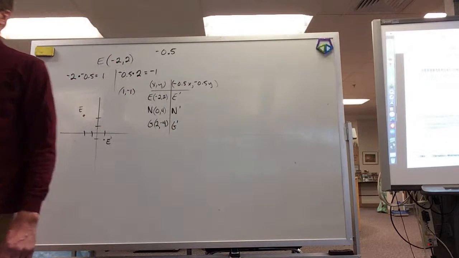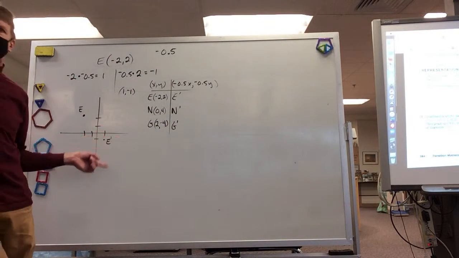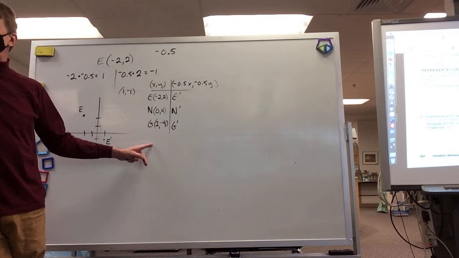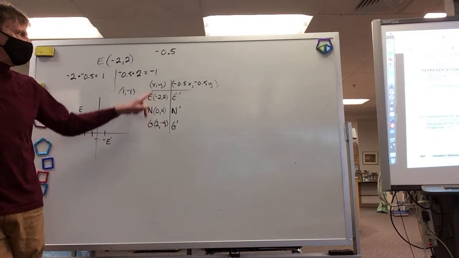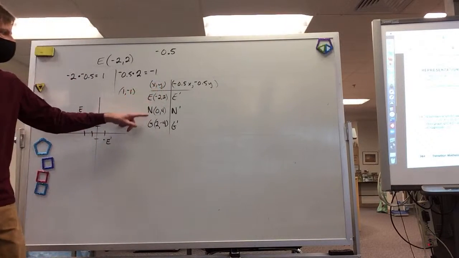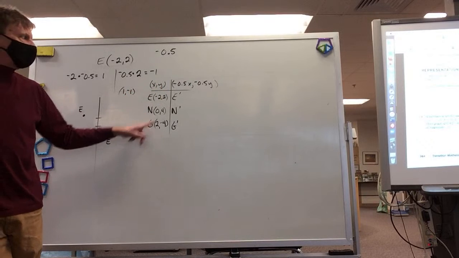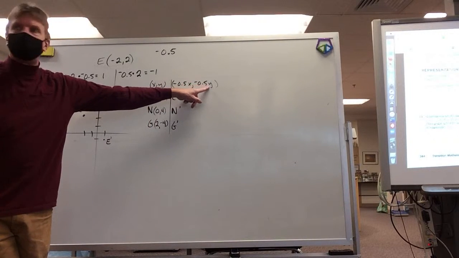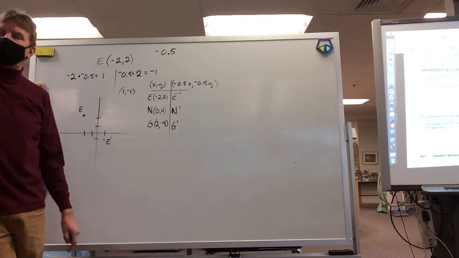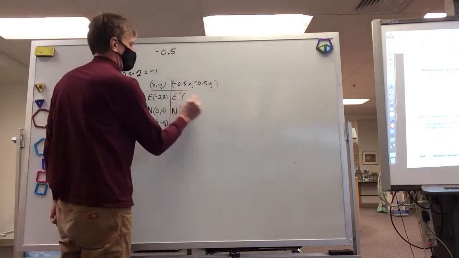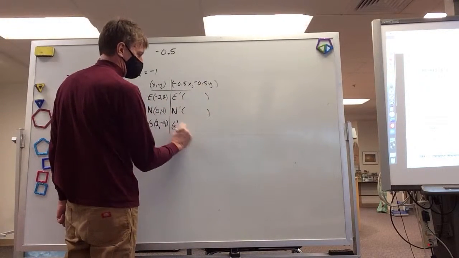You guys remember when we did this the first time through, like a month and a half ago? I set up a table like this to help you organize. So here we have the x's and the y's. And over here, this is going to be a negative 0.5 times the x and a negative 0.5 times the y. That can help you organize this, and it can also help you see patterns.